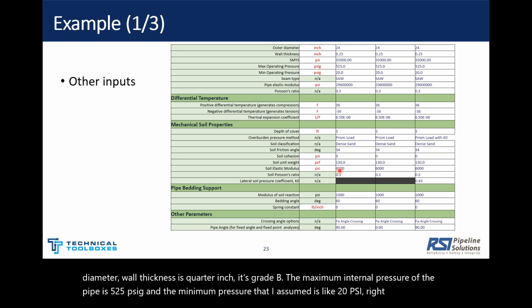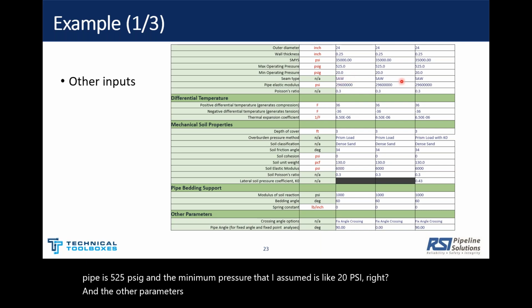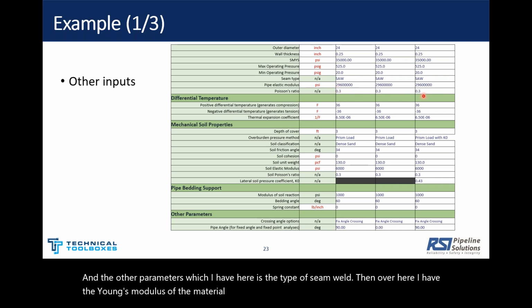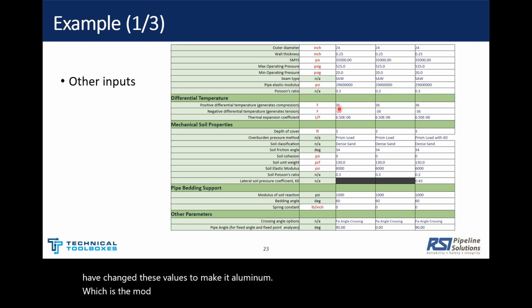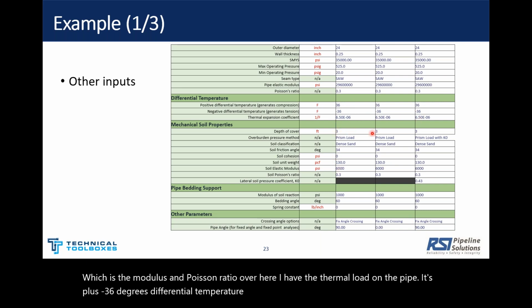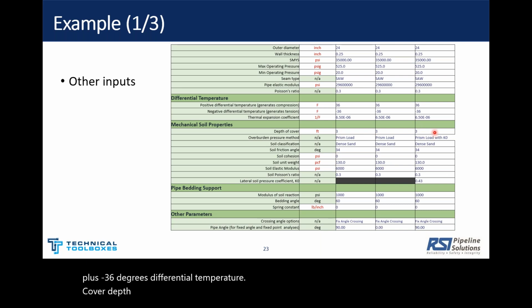And the other parameters which I have here is the type of seam weld. Then over here I have the Young's modulus of the material. So for example, if this was an aluminum pipe, I could have changed these values to make it aluminum, which is the modulus and Poisson ratio. Over here I have the thermal load on the pipe. It's plus minus 36 degrees differential temperature. Cover depth is 3 feet.